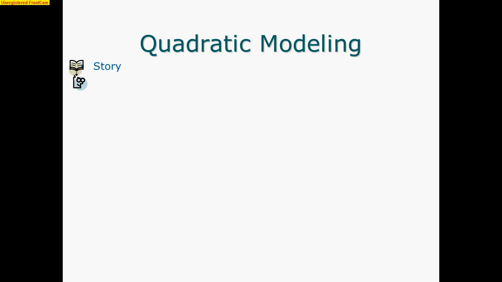So, quadratic modeling, just like with linear modeling: first there's going to be a story, English. You need to define variables. Regardless of everything that's happening in the problem, you have to identify only 2 variables to deal with, independent and dependent, and then make sure you include units.